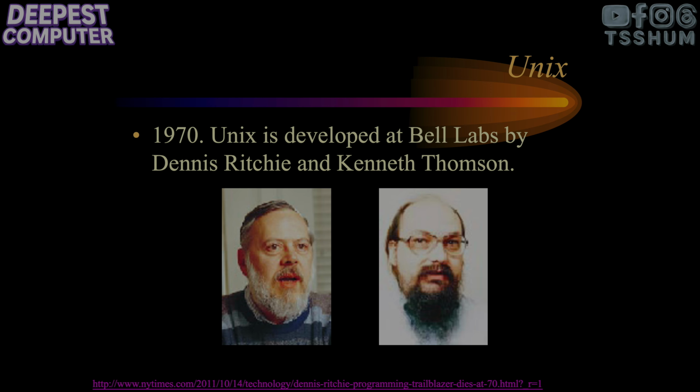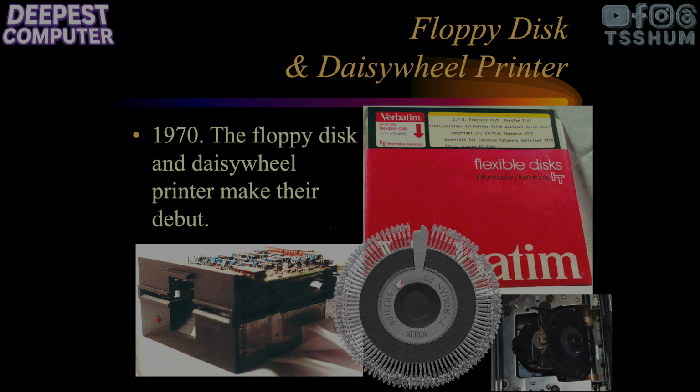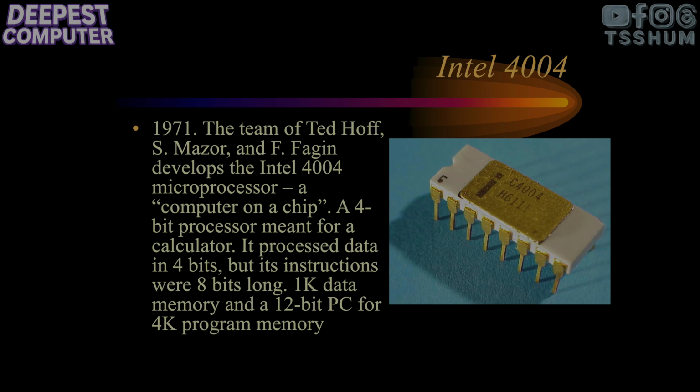Unix was developed at Bell Labs in 1970 by Dennis Ritchie and Kenneth Thompson, forming a foundational operating system. In 1970, the floppy disk and the daisy wheel printer made their debut, marking significant advancements in data storage and printing technology.